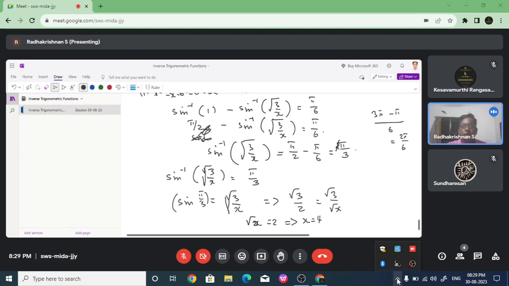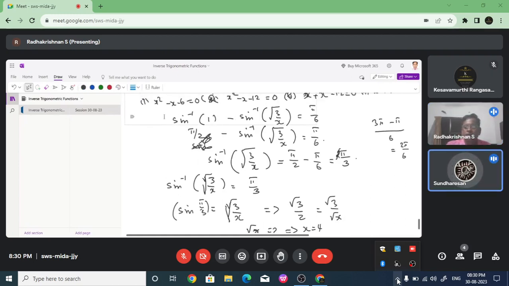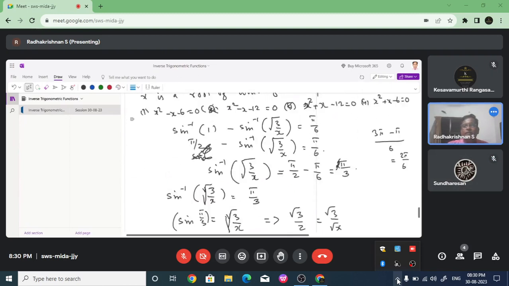That option given. Sir, we want to find the equation which satisfies this x equal to 4. So how will you do that? Sir, substitute in the given equations. Substitute in each equation and see which one satisfies x equal to 4. That's the easiest way.